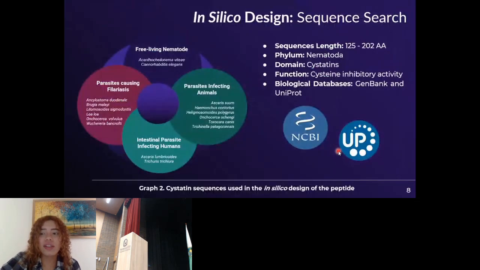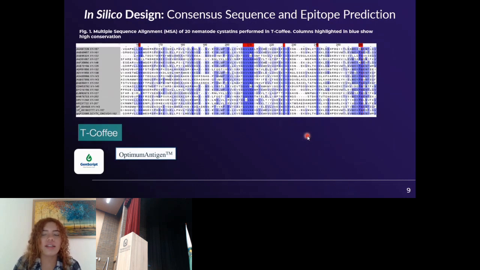First, like I said before, we used biological databases. In this case, we used UniProt and GenBank, which is from the NCBI. And we ran the search under the Nematode phylum. So 20 sequences were selected that had words like cystatin, cysteine protease inhibitors, CPI, L-cystatin, etc. Once we selected these sequences, we used T-Coffee for the multiple sequence alignment.